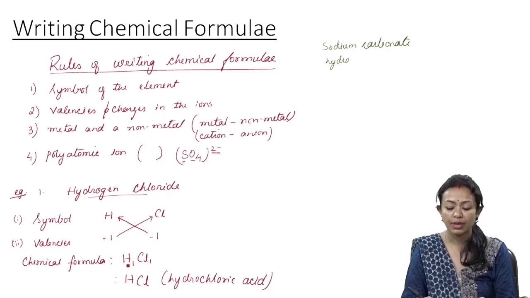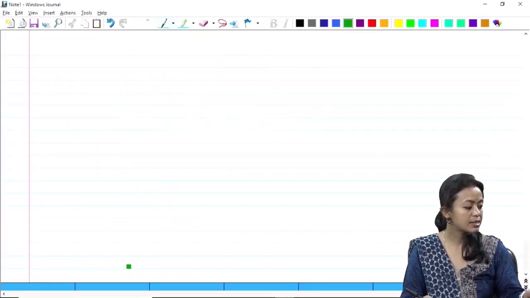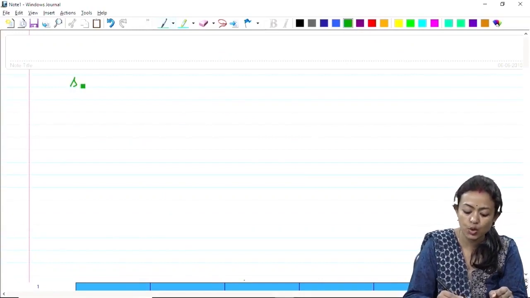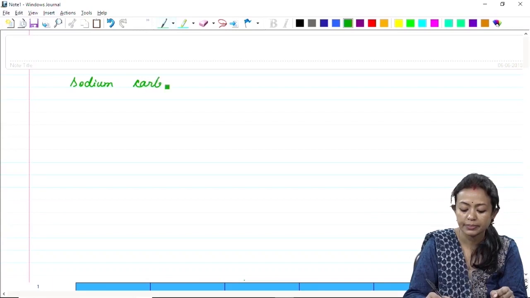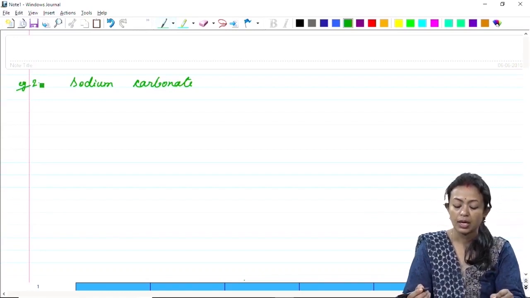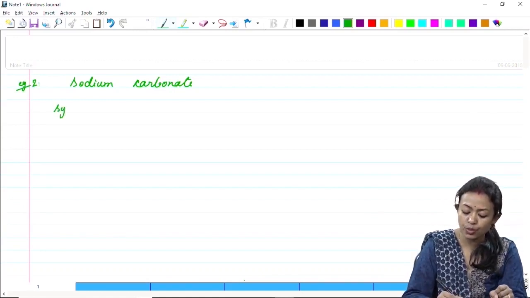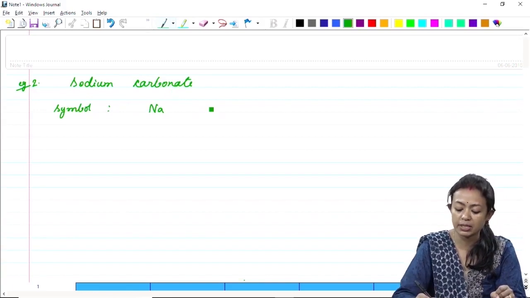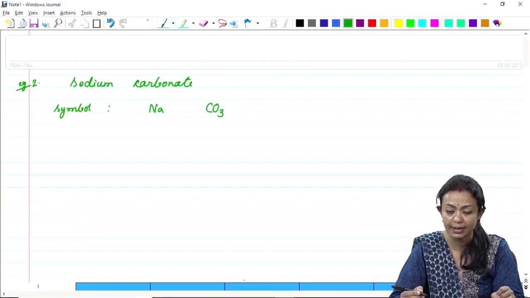Alright, now let me try and explain something else. If I take sodium carbonate, this is my next example. Now again, as the rule goes, you need to write down the symbol. What is the symbol of sodium? It is Na. What is the symbol of carbonate? It is CO3 because it is a polyatomic ion.